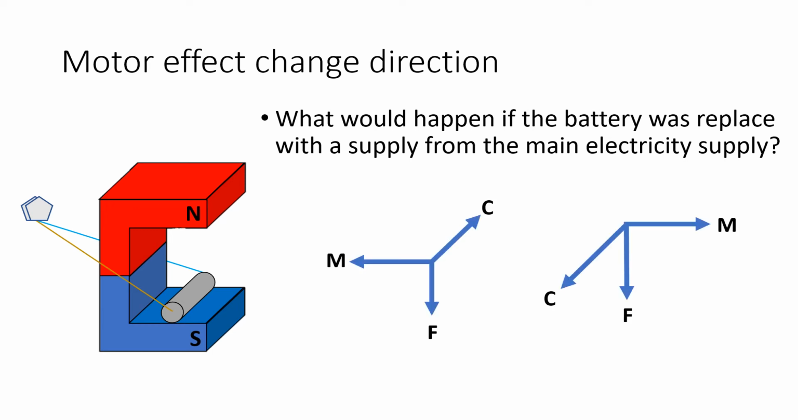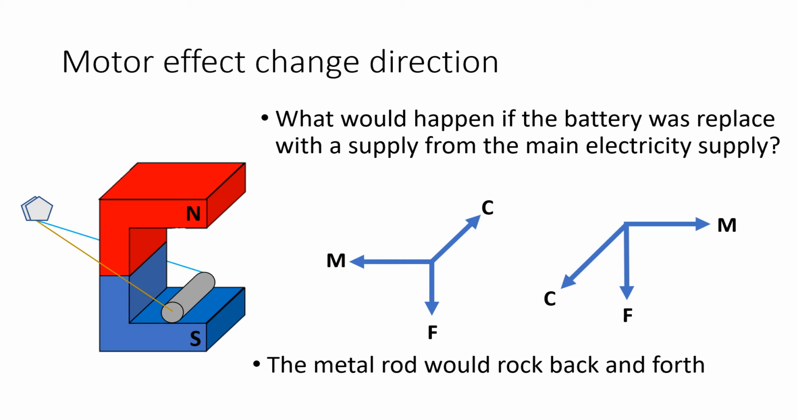And if we use Fleming's left-hand rule for the two different directions that the current can flow, you can see that in one direction, the current makes the metal rod move one way, to the left, but when we put the current in the other direction, it makes the metal rod move to the right. And what would essentially happen is the metal rod would move back and forth. It would have a continuous rocking motion backwards and forwards as the current went in one direction and the other.